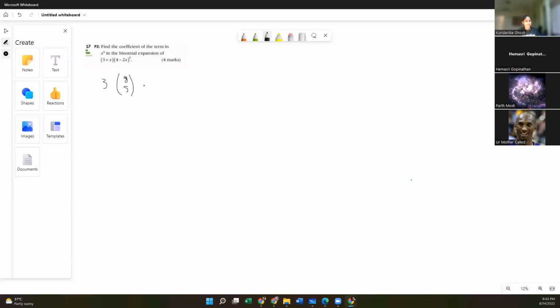I'm so confused right now. Okay, because 3 doesn't have an x next to it, we want to find the coefficient of x to the power of 5.